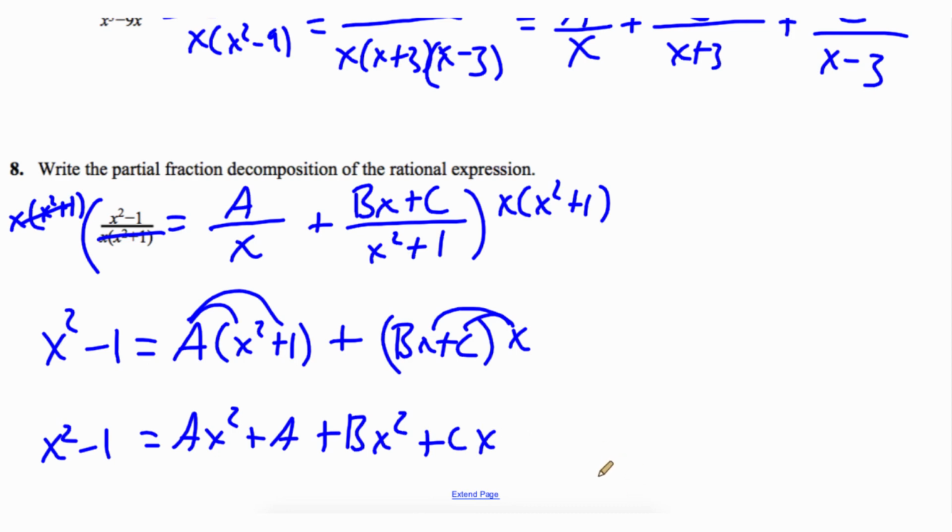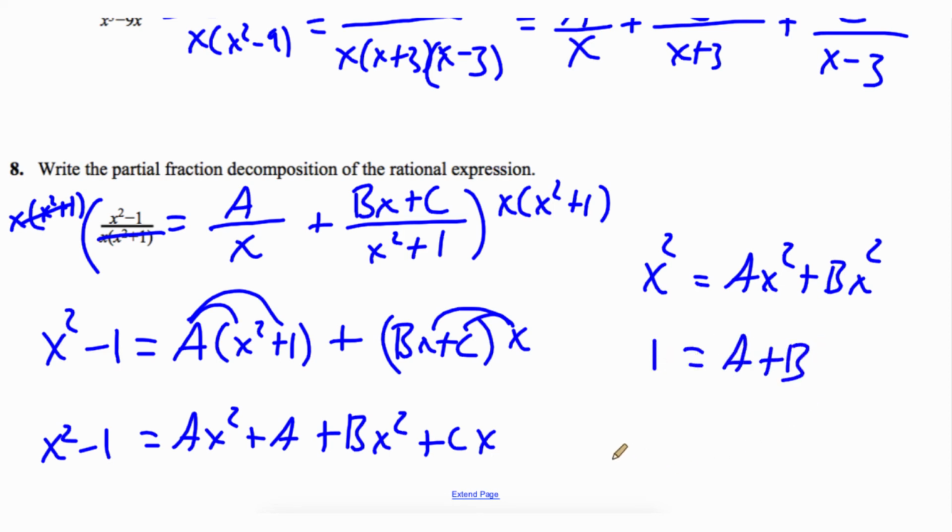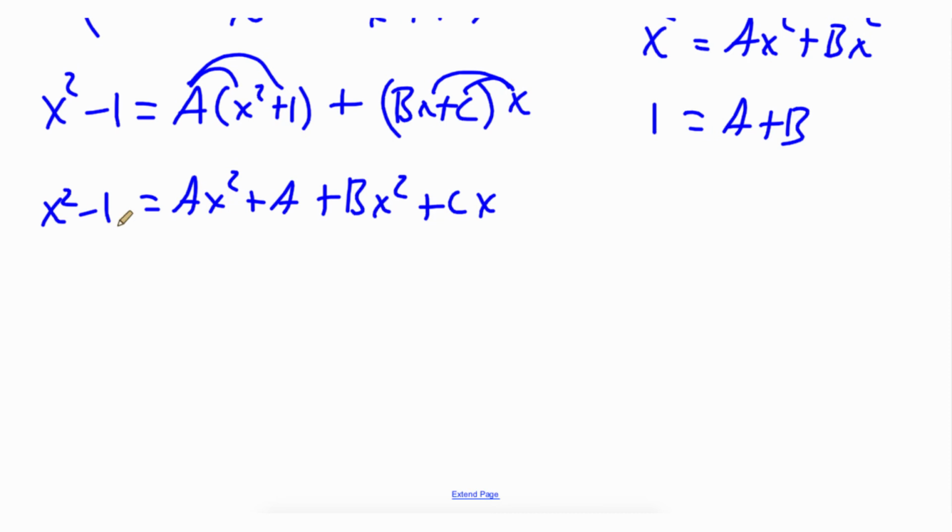First I want to deal with the things that have x squareds in them. On the left-hand side we just have 1x squared. On the right-hand side we have ax squared plus bx squared. But then I'm going to drop all of the x squareds. So on the left we have 1 equals a plus b. Next thing I'm going to look at is our first-powered x terms. On the left-hand side there aren't any x's, so we've got 0x equals. On the right-hand side we've just got cx. If we drop the x's, we get 0 equals c.